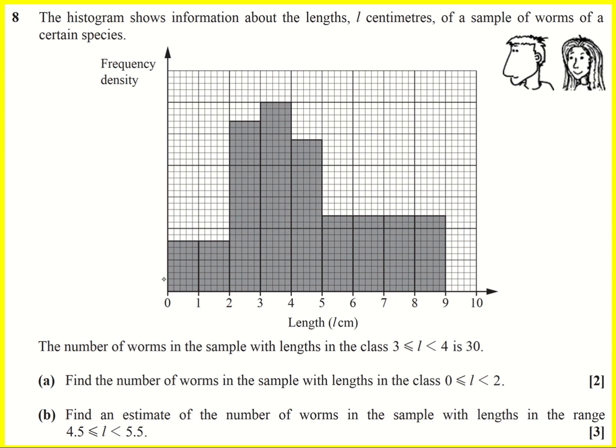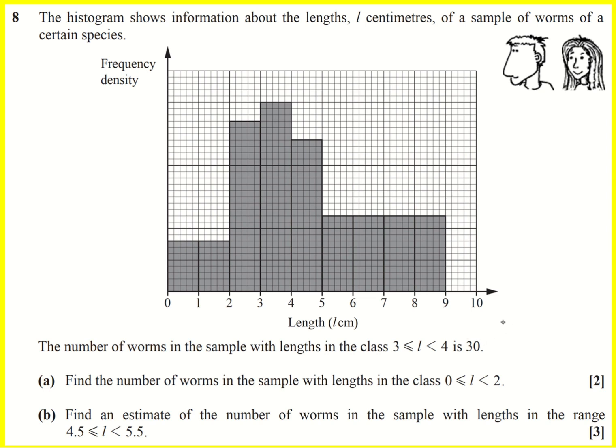We don't have a scale on the graph, but we do know the lengths. And we're told the number of worms in the sample with lengths in the class 3 to 4 is 30. So I'm going to talk about two different ways of doing part A: find the number of worms in the sample with lengths in the class 0 to 2. Method 1 is to try to get the frequency density labeled along here.